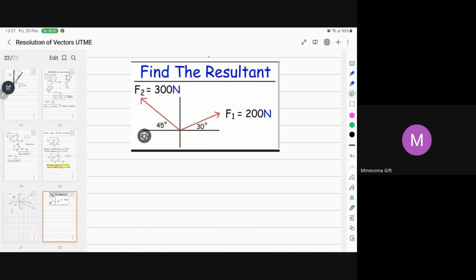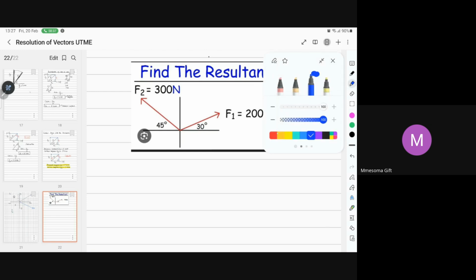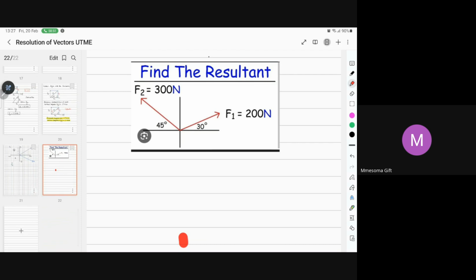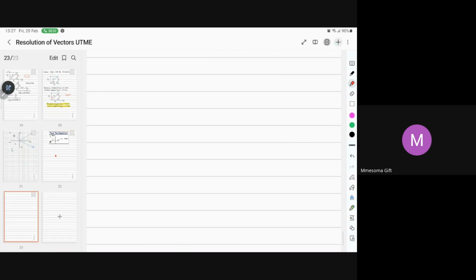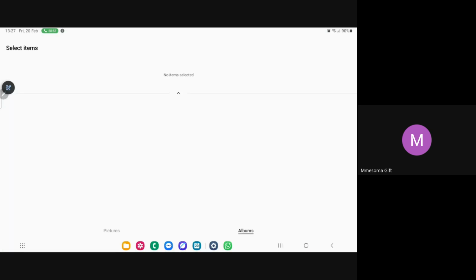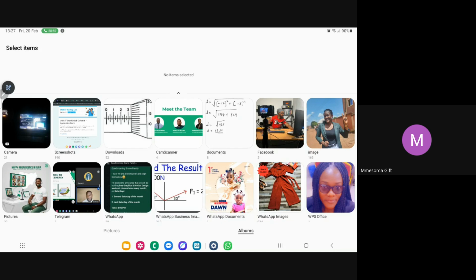So let's resolve. Look at where those forces are. They gave us 30 degrees here, and I'll have 45 degrees right here. Now, there's something we call special angles. I want to bring in the images of special angles so that you take note of them, because I'll be making use of them as the case might be at this point. So let's bring in our special angles.